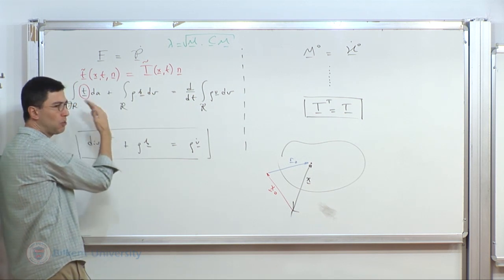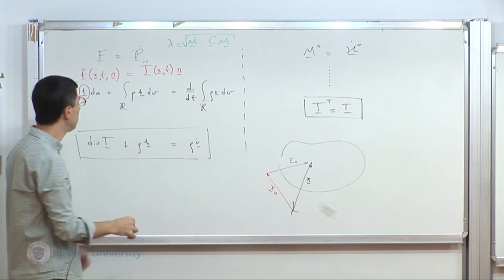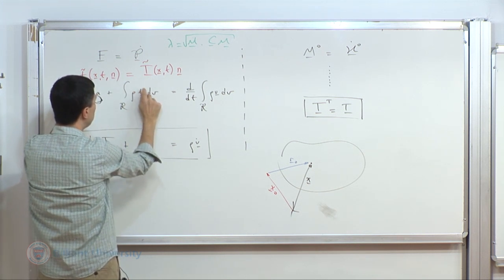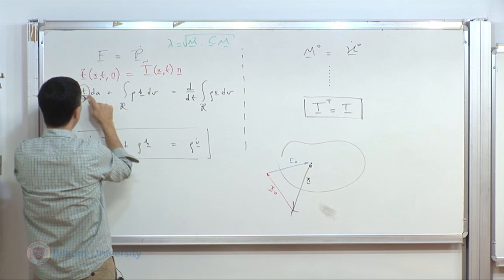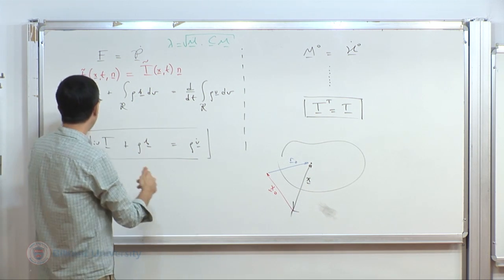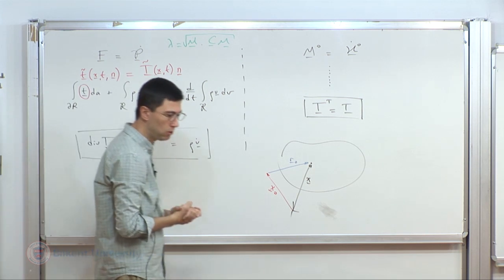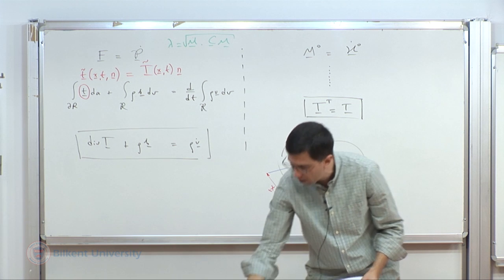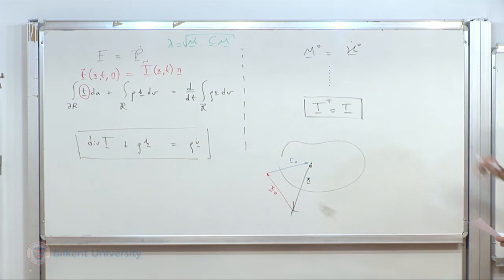Remember, the existence of traction came very naturally. We said the total force has a volume and a surface contribution. This is the volume density, and this is the surface density of the force. So that discussion comes in naturally. But the fact that the traction is of that form requires some discussion. So let's get on with the proof of the symmetry of the stress tensor.